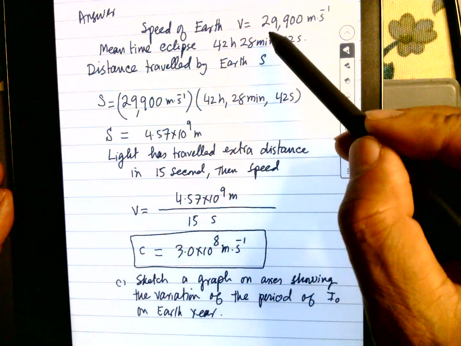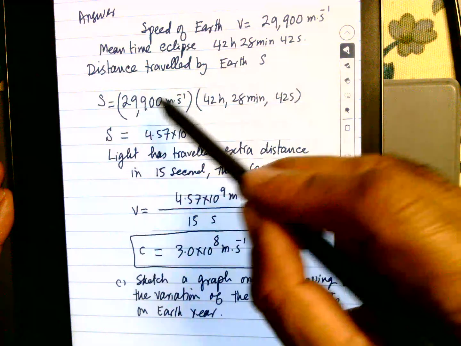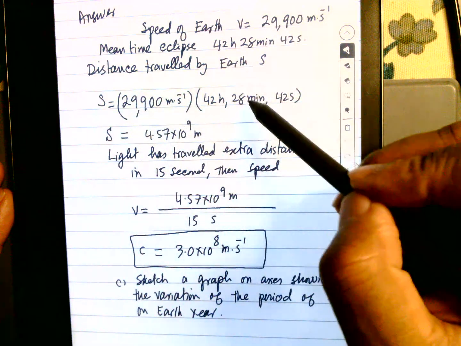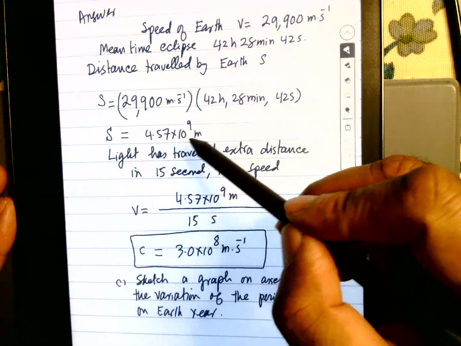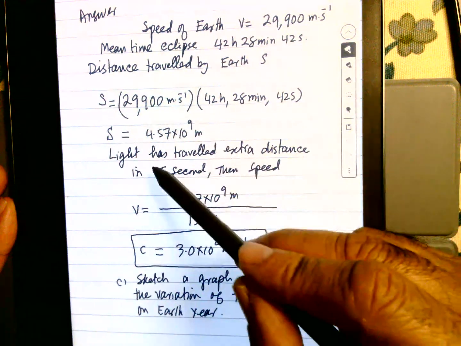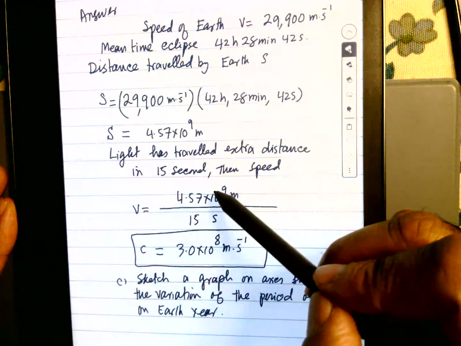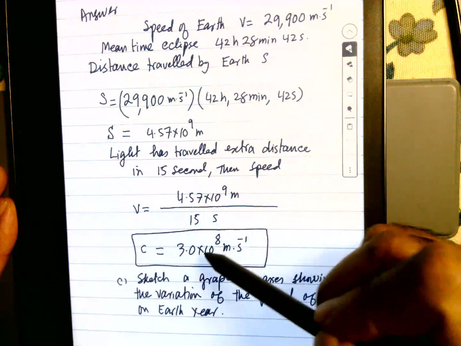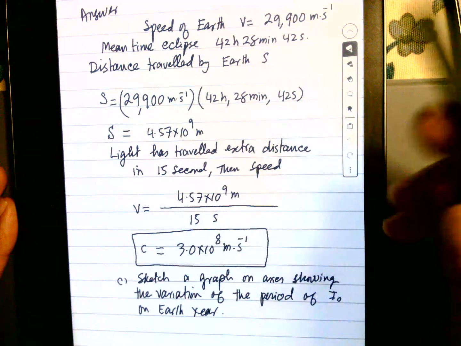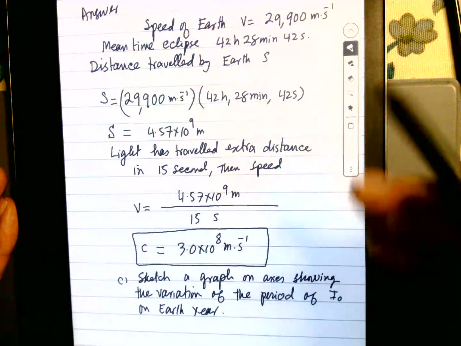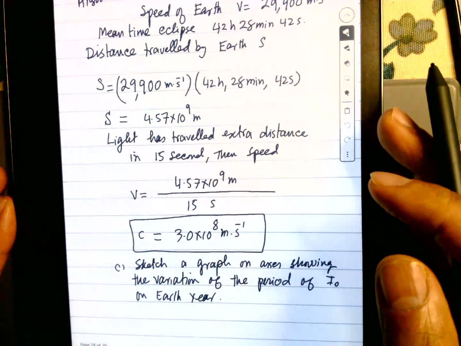The time between eclipses is 42 hours 28 minutes and 42 seconds. The distance traveled by the Earth is S = V × T, which is equal to 4.57 × 10^9. So light has traveled an extra distance in 15 seconds. So the extra distance divided by 15 is equal to 3.88 × 10^8 meter per second. This is the speed of light. This is a very excellent experiment.